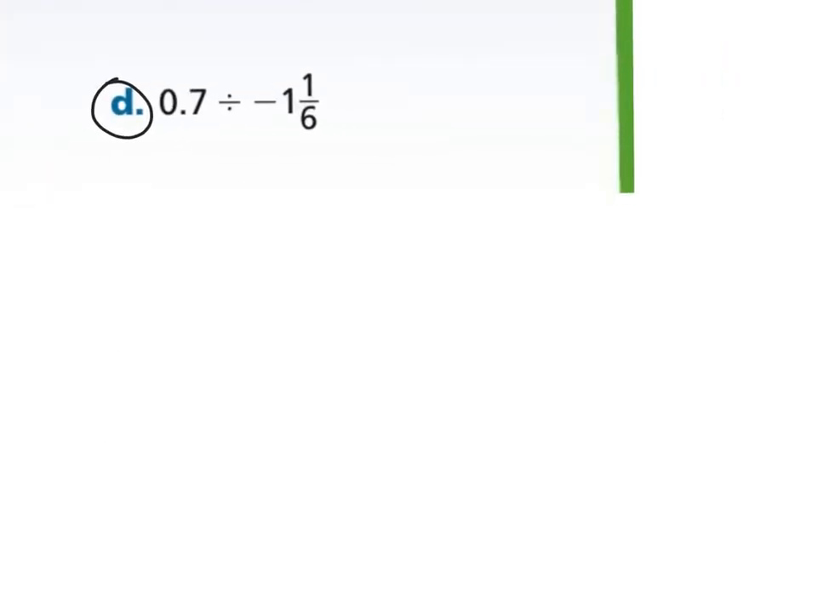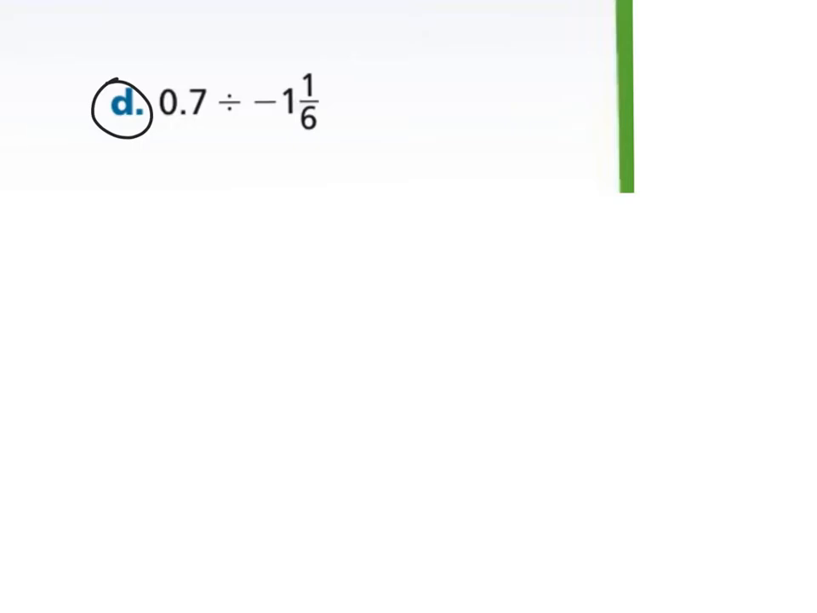So part D, we have a decimal divided by a mixed number. So probably the easiest option would be changing the decimal to a fraction. Another thing about this problem, the negative 1 1/6, if you said, well, I'm going to change that to a decimal and then divide it out, you can do it that way, but I think the 1/6 is a repeating decimal, so that's really not going to work for you to do it that way.